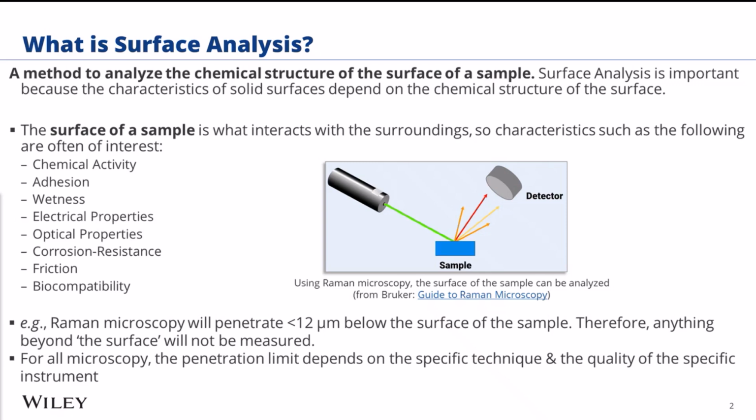So for example, Raman microscopy will penetrate less than 12 micrometers below the surface of a sample. So anything beyond that surface will not be measured. So for all microscopy, the penetration limit depends on the specific technique and the quality of the specific instrument.